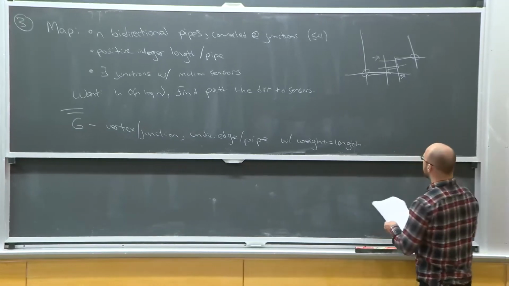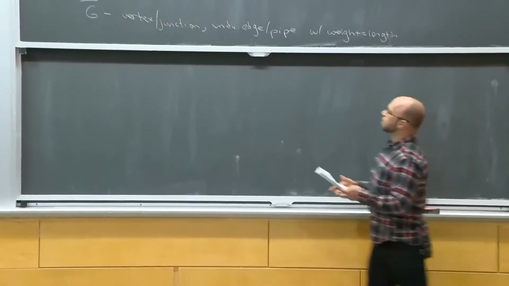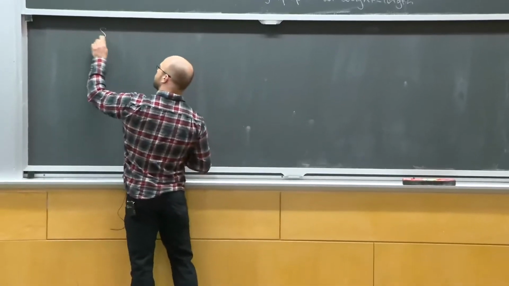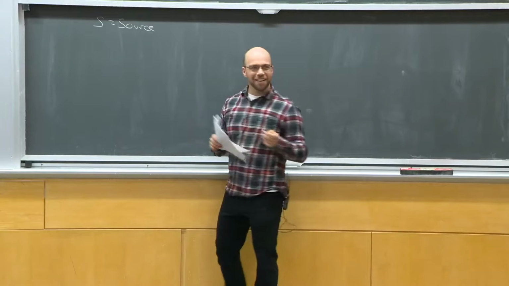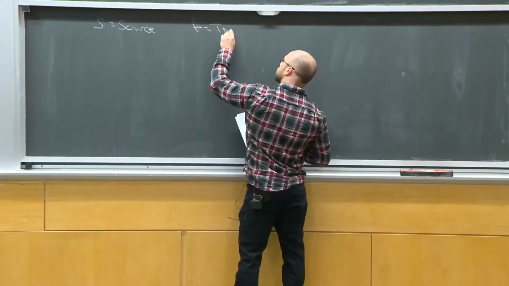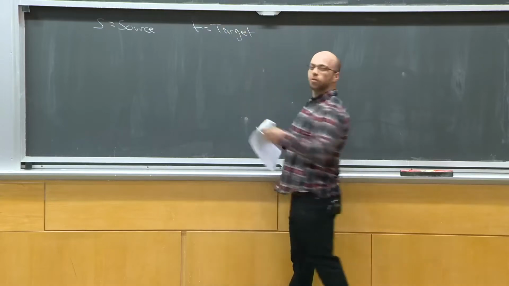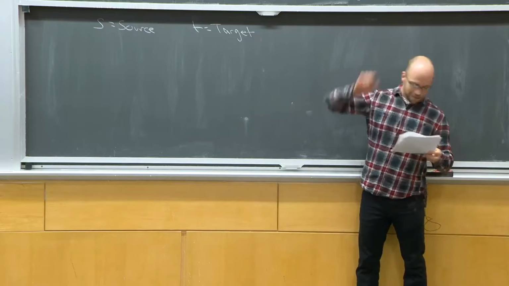Moreover, I'm not going to even attempt to remember the details of this problem, but rather there's a source, which I'm sure has some cute Hunger Games name attached to it, and some other target. These are just two nodes in the network of pipes, and she wants a path from S to T.